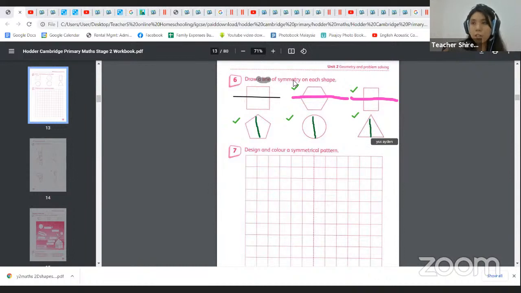Okay, very good. Aiden and Charmaine, can you please take a ruler and draw the line into your book now, please? Okay. All right. Done. Get a ruler. Draw the line of symmetry.